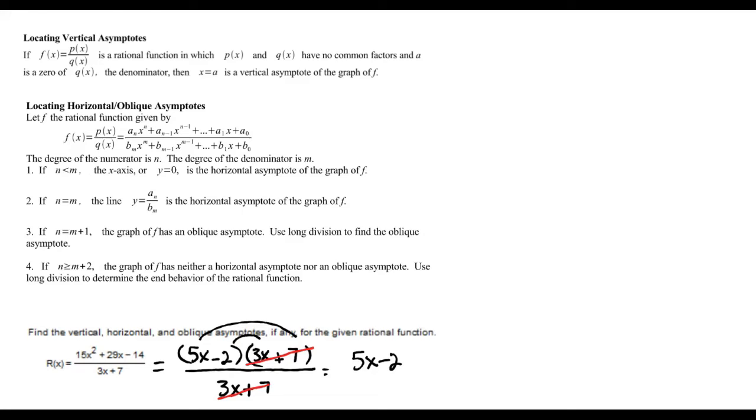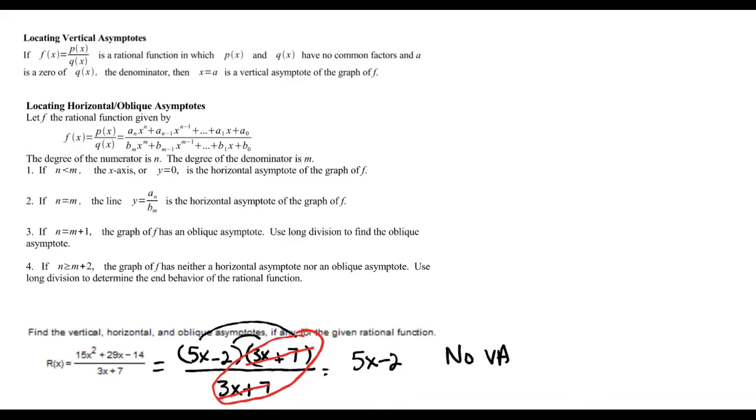Since I canceled out all of the denominators, I don't have any variables in the denominator, and there will be no vertical asymptote. And since that denominator canceled out, I also don't have any horizontal asymptote or oblique asymptote. I do have another interesting feature in this graph, though. Because that common factor of 3x plus 7 canceled out, we have a hole in the graph at a point.